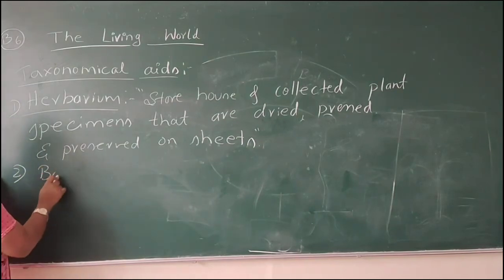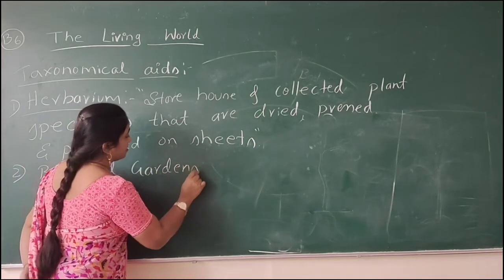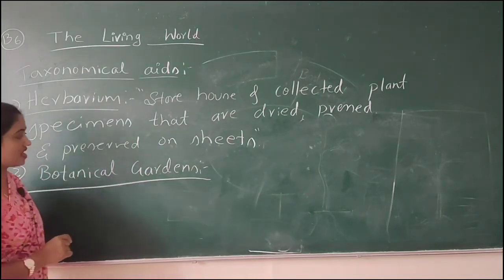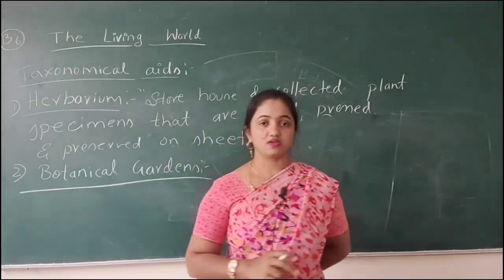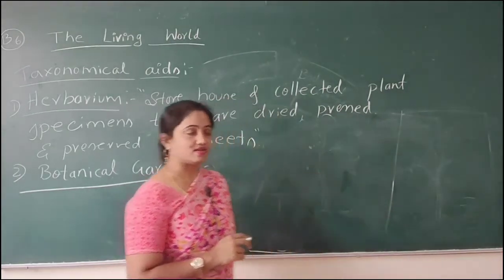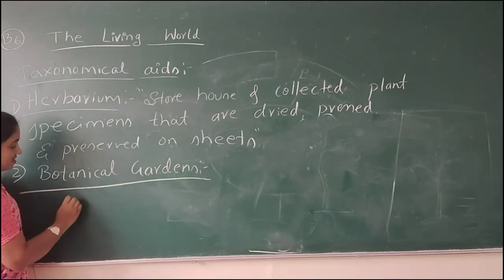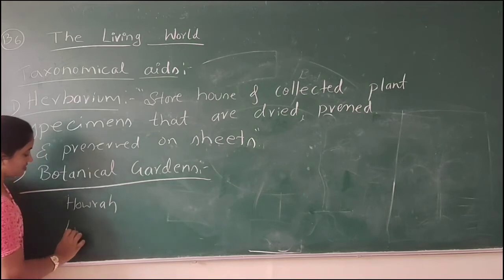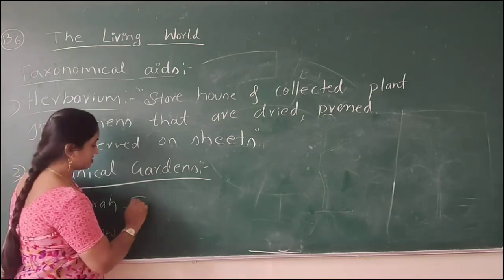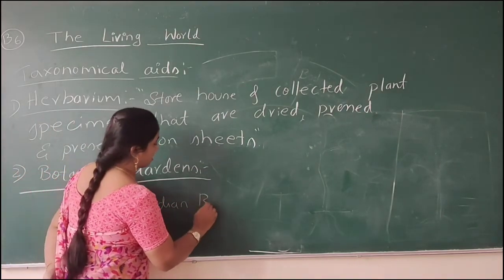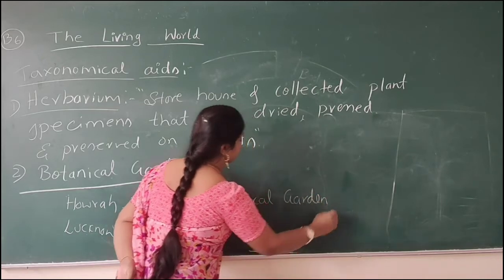The next is botanical gardens. What is a botanical garden? I visited one botanical garden which is in Ooty. They used to call that a botanical garden, but in real, in India, there is one botanical garden in Howrah and also in Lucknow. The name of the botanical garden present in Howrah is Indian Botanical Garden. They used to ask this in the examination.